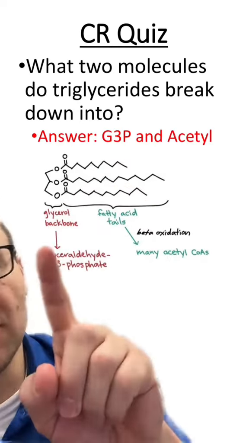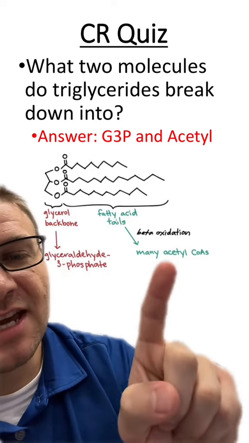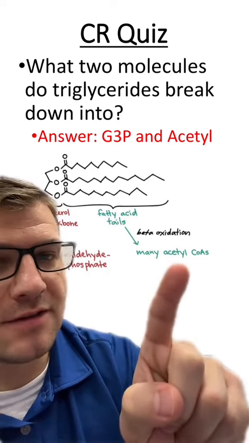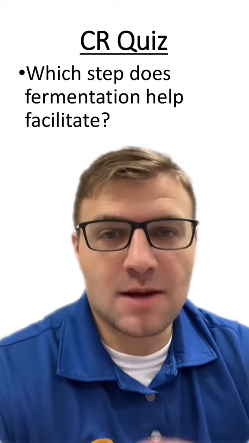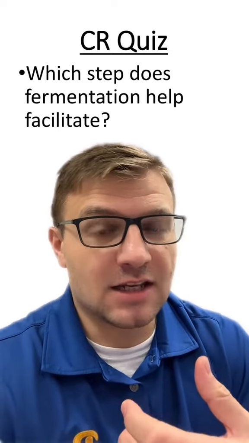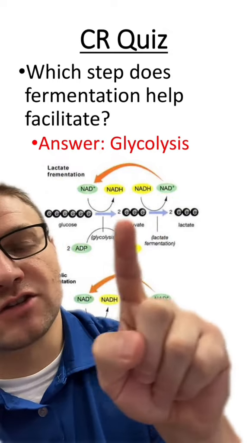So these fat molecules are going to break down the glycerol and make it into a G3P, and these fatty acids into these things called acetyl-CoAs. Remember, since we don't have oxygen, we're going to see some of the steps stop. But fermentation helps facilitate glycolysis because the NAD is freed up to go facilitate this first reaction.